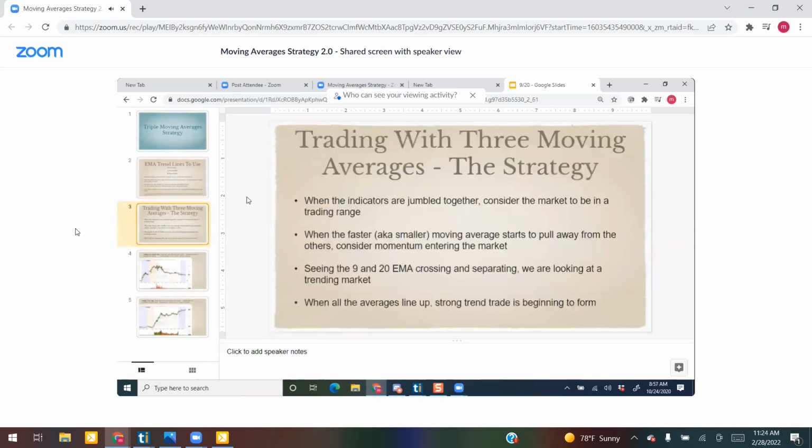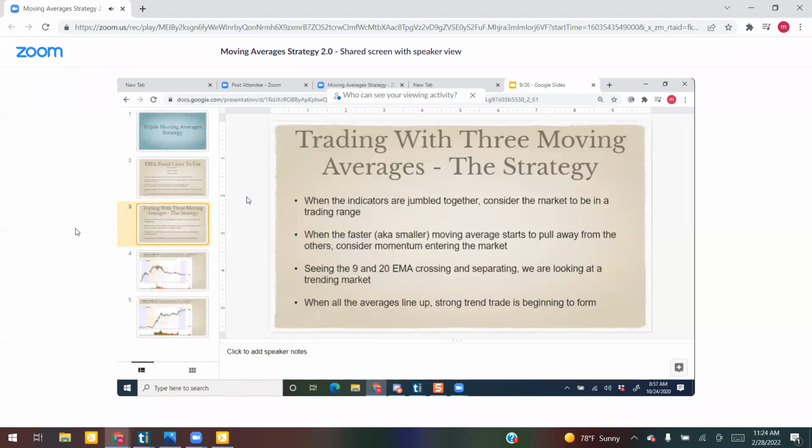Trading with the 3 moving averages, the strategy. When the indicators are jumbled together, consider the market to be in the trading range. The price action is trading in that jumbled area.